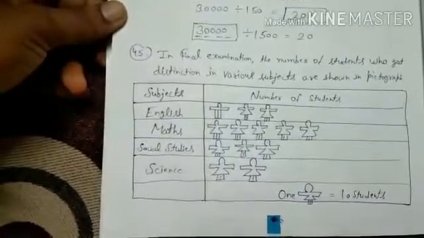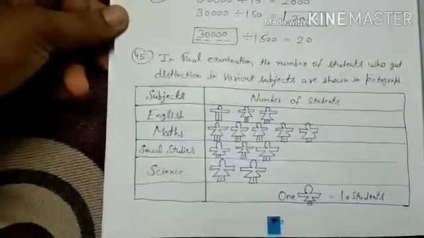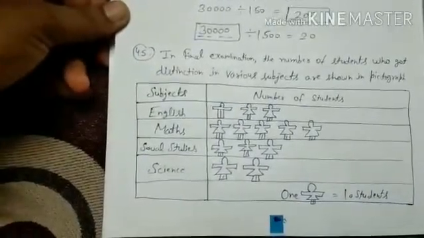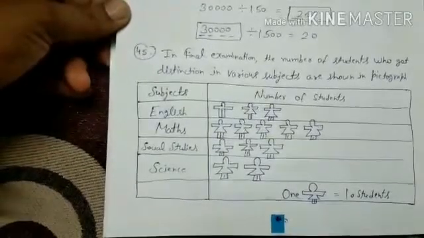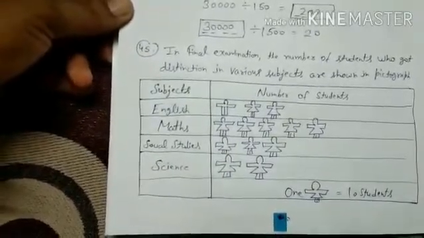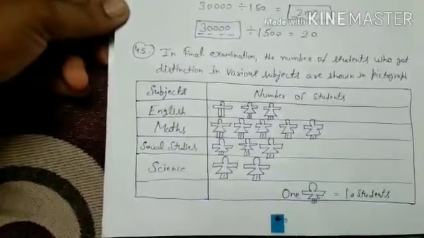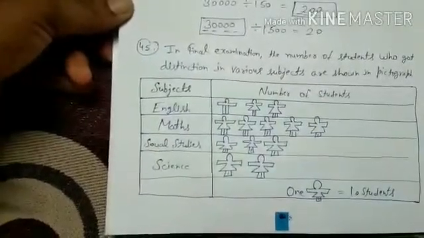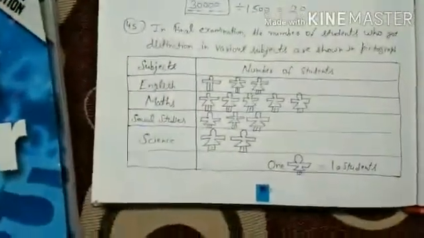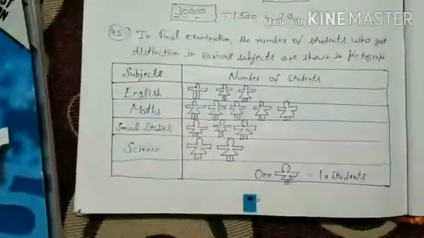And in social studies also we have 3 symbols, that's why 10 plus 10 plus 10, 30 students. But in science only 2 symbols, that's why the total number of students with distinction in science is 10 plus 10 equal to 20. Now we have to find the answers of these questions, and we have to observe this pictograph. Sorry students, we have to observe this pictograph.